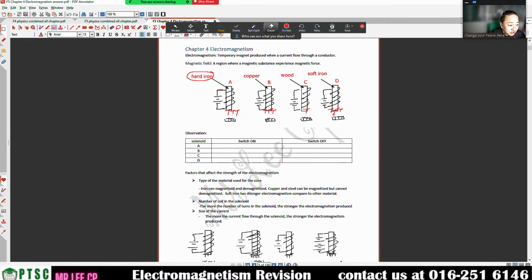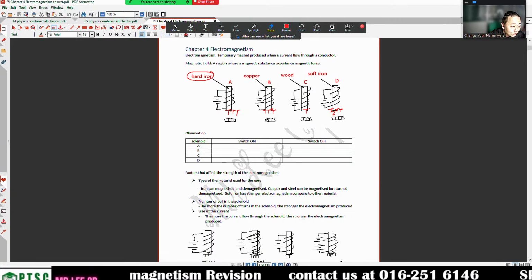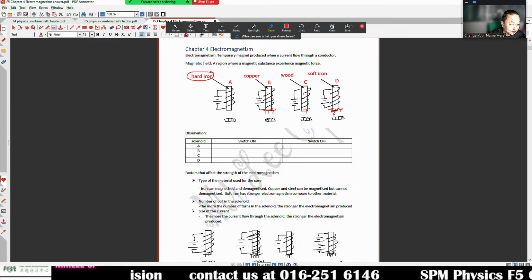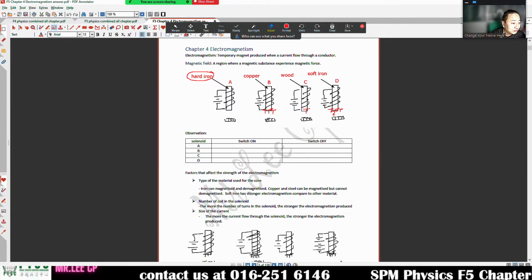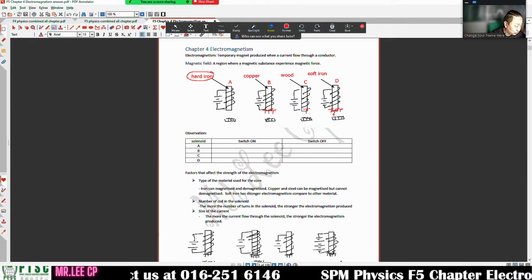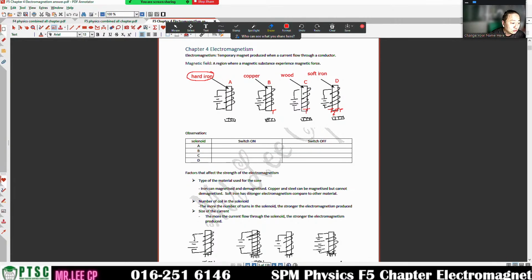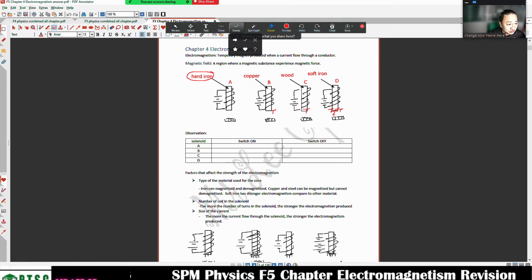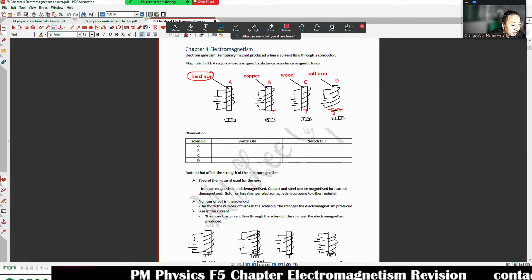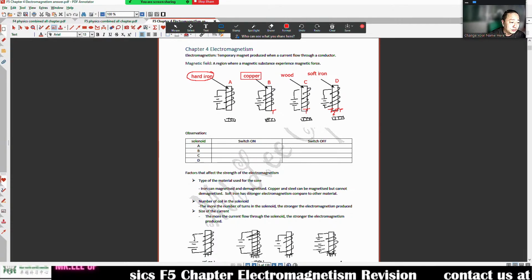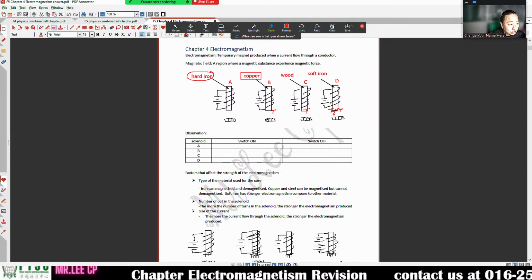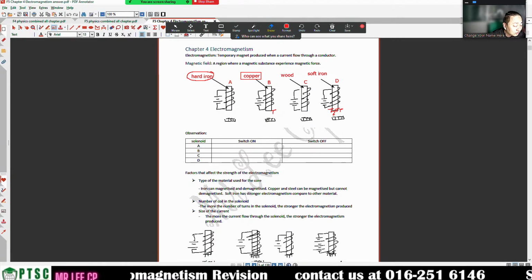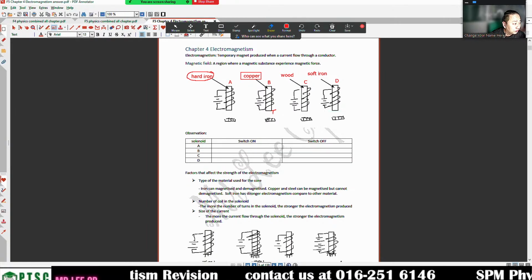Now, if I turn off the switch, all the pins will drop. This means iron can be magnetized and demagnetized. But if I use copper and turn off the switch, 1 pin is still attracted. This means copper or steel becomes a permanent magnet. You need to know this. For wood, when I turn off the switch, 1 pin drops. For soft iron, when I turn off the switch, all of it drops.